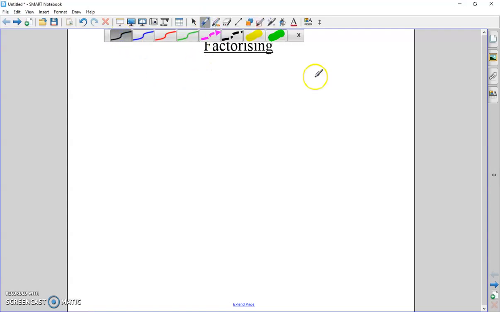Morning. Okay, today, year 9, we're going to be looking at factorising. Now factorising is the opposite of expanding. You did some expanding last week. Okay, just a quick reminder on expanding brackets.